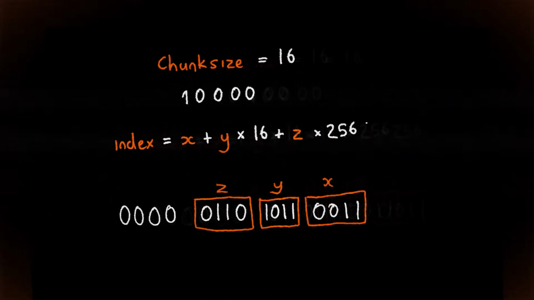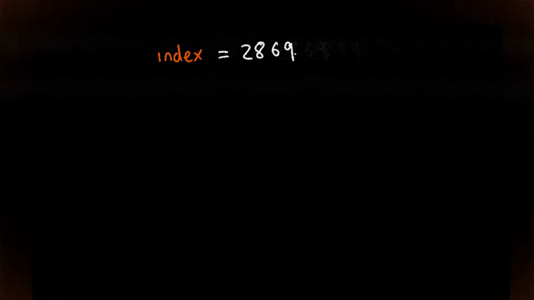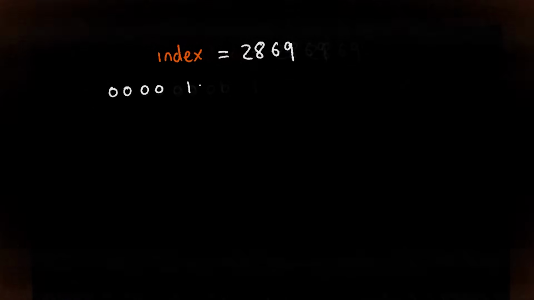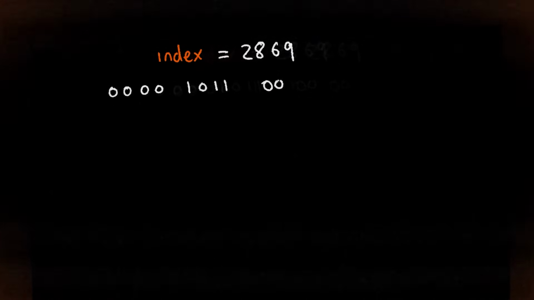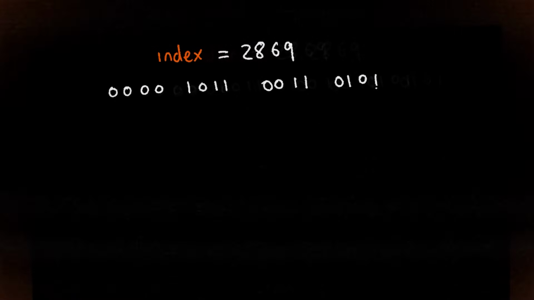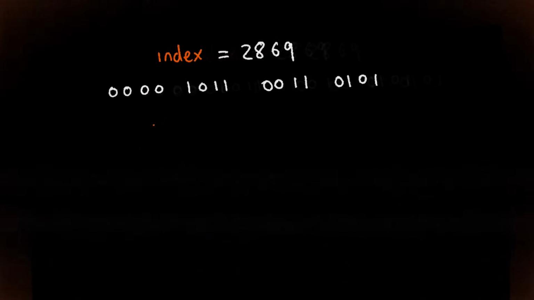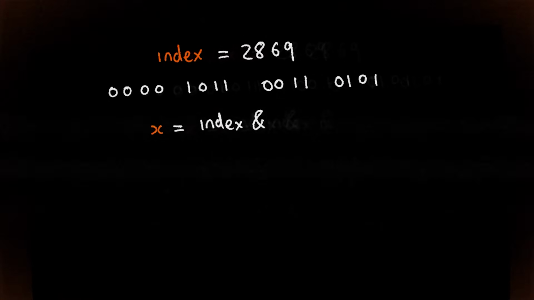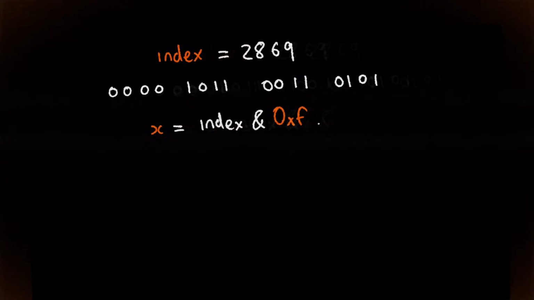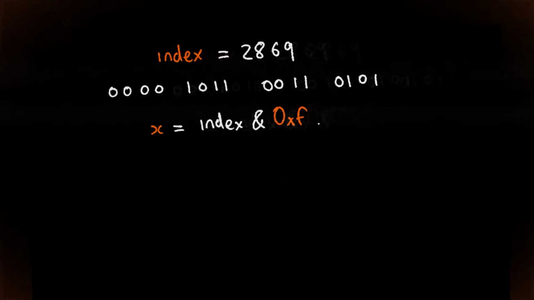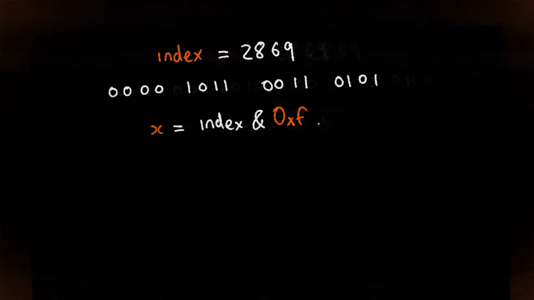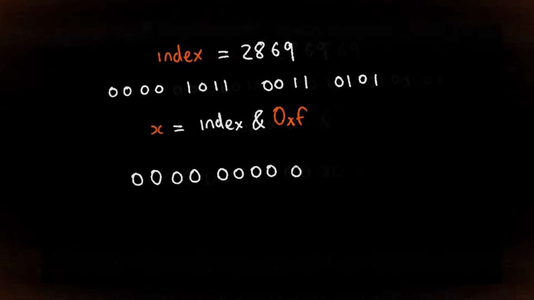Let's do a work-through example with the index 2869, which in binary is 4 zeros, 1 0 1 1 0 0 1 1 0 1 0 1. To get the first nibble, we can use x equals index AND 0xf. 0xf is a hexadecimal number and is equal to 15. It has the bits 12 zeros followed by 4 ones.